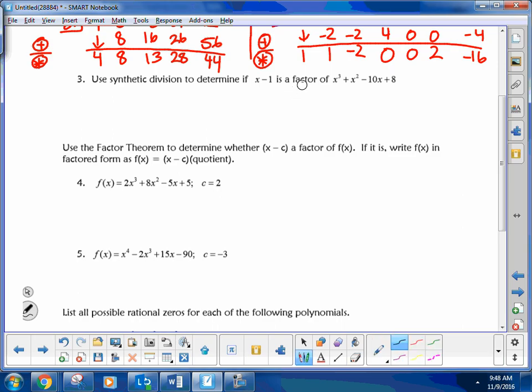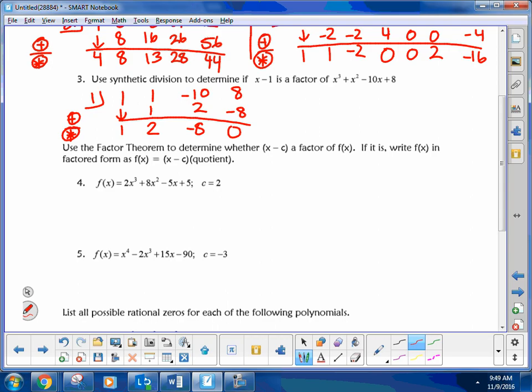So let's start solving this. We'll start with 1, and 1 is going to be the C value. With this one, there are no missing powers. 1, 1, negative 10, and 8. So my add and multiply rows: 1 times 1 is 1, 1 times 2 is 2, 1 times negative 8 is negative 8, and yes, we have this remainder of 0.